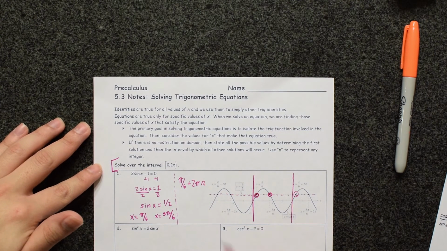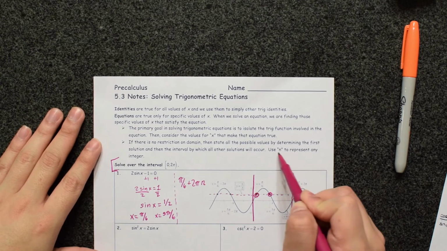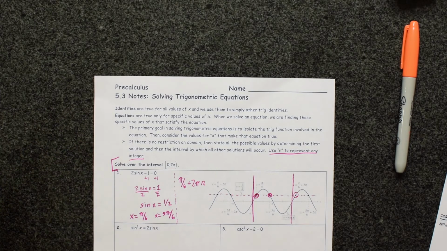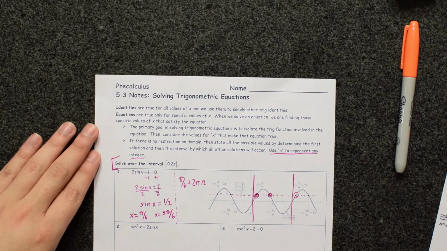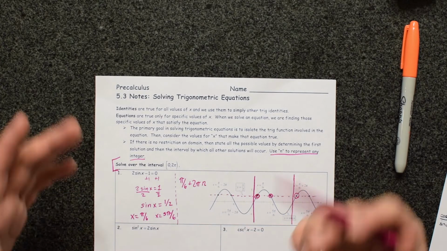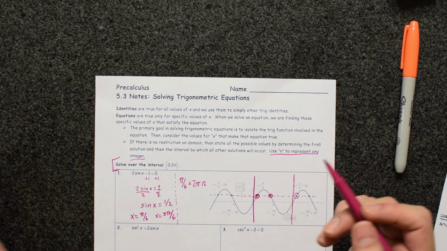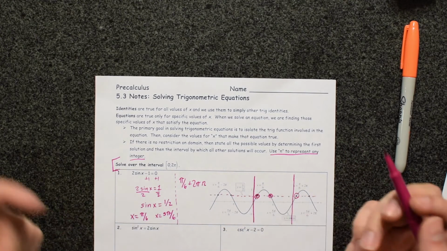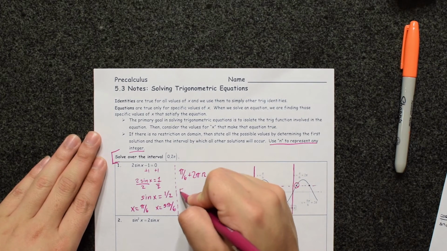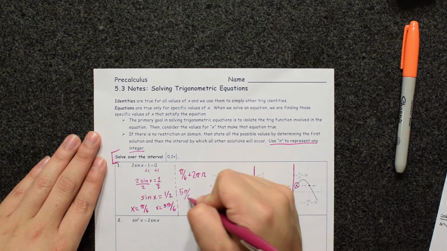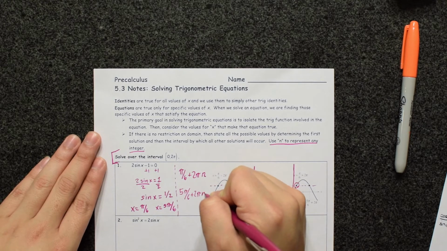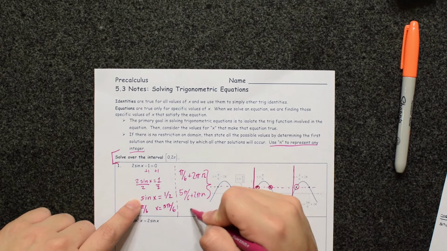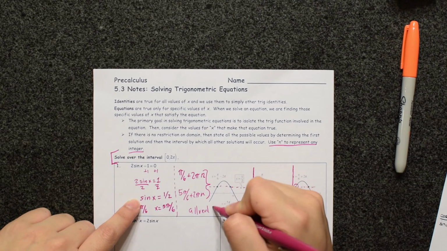This n just means any integer. So use n to represent any integer, whether it's positive or negative. As long as it's a whole number, you can use this as a replacement for any number of terms. So if we have pi over 6 plus 2 pi n, then similarly 5 pi over 6 plus 2 pi n is what this will be for the interval of all real numbers.